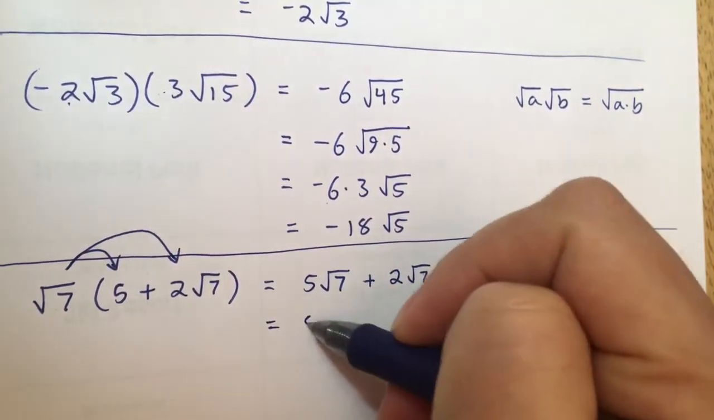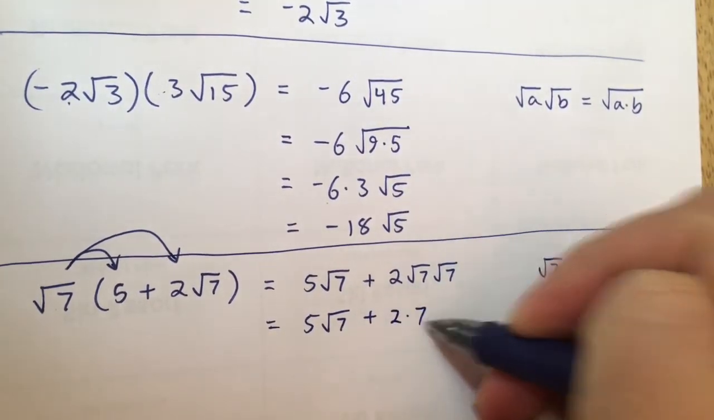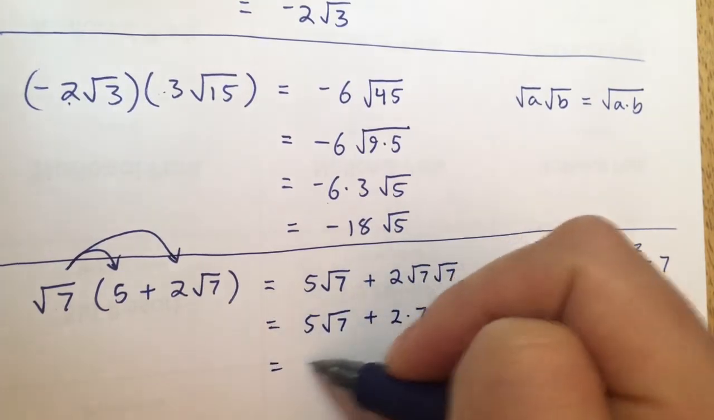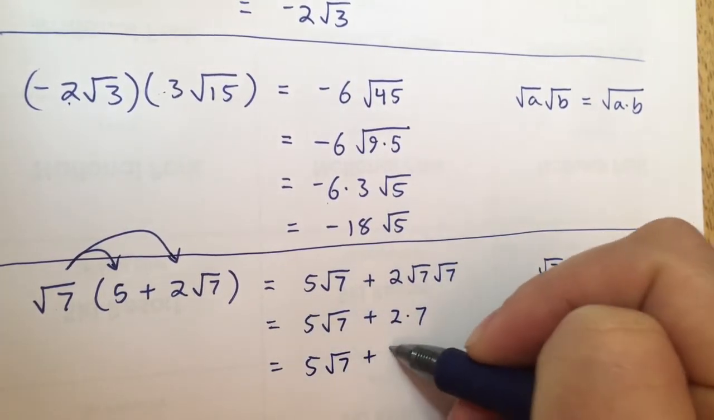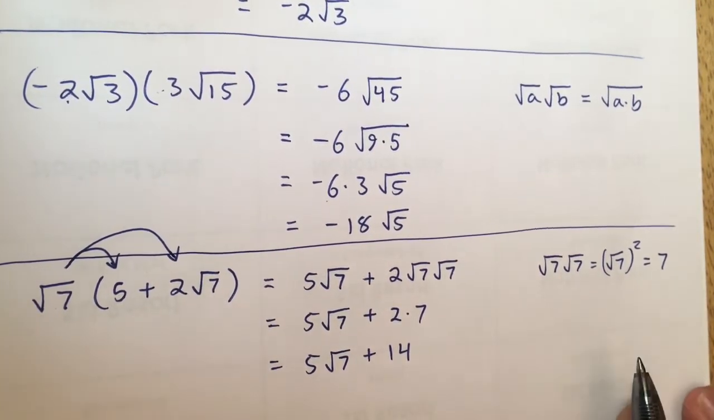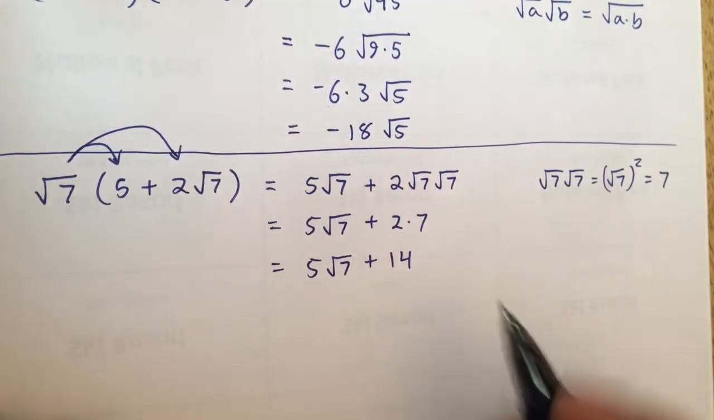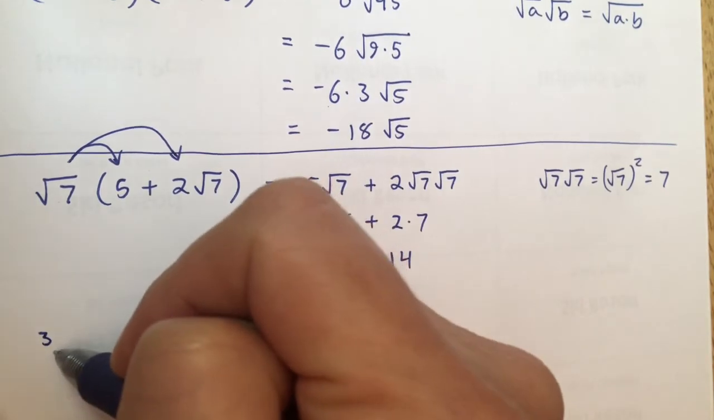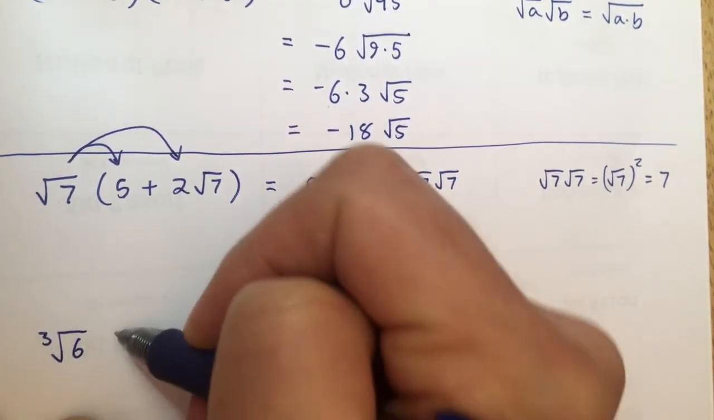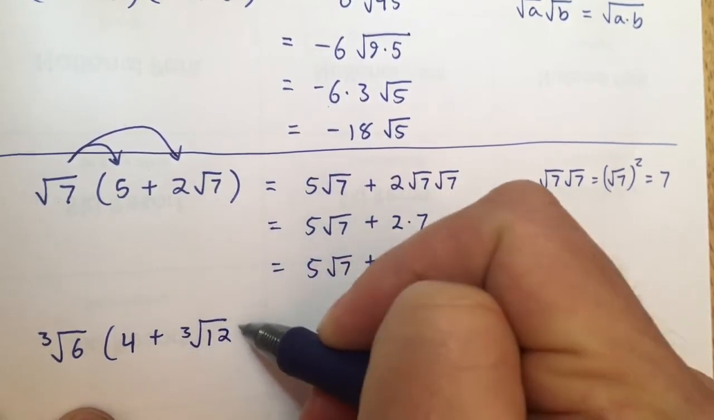So this is 5 root 7 plus 2 times 7. This is 5 root 7 plus 14. And I should look through here, see if anything can be simplified, and no, nothing else can be simplified. So we are in simplest form, we're done. Let's do one using cubed roots. Do the cubed root of 6 times 4 plus the cubed root of 12.